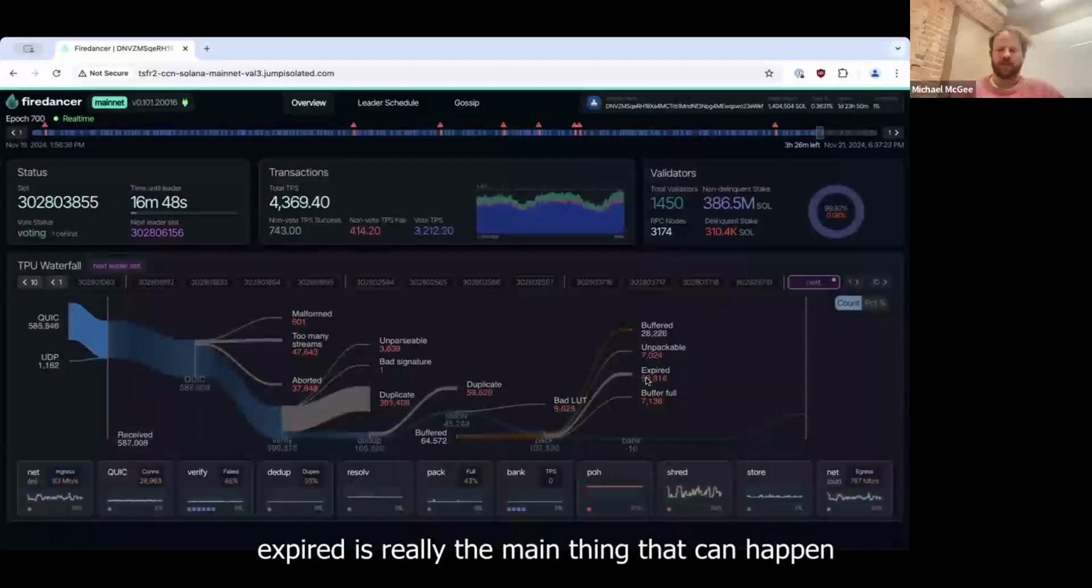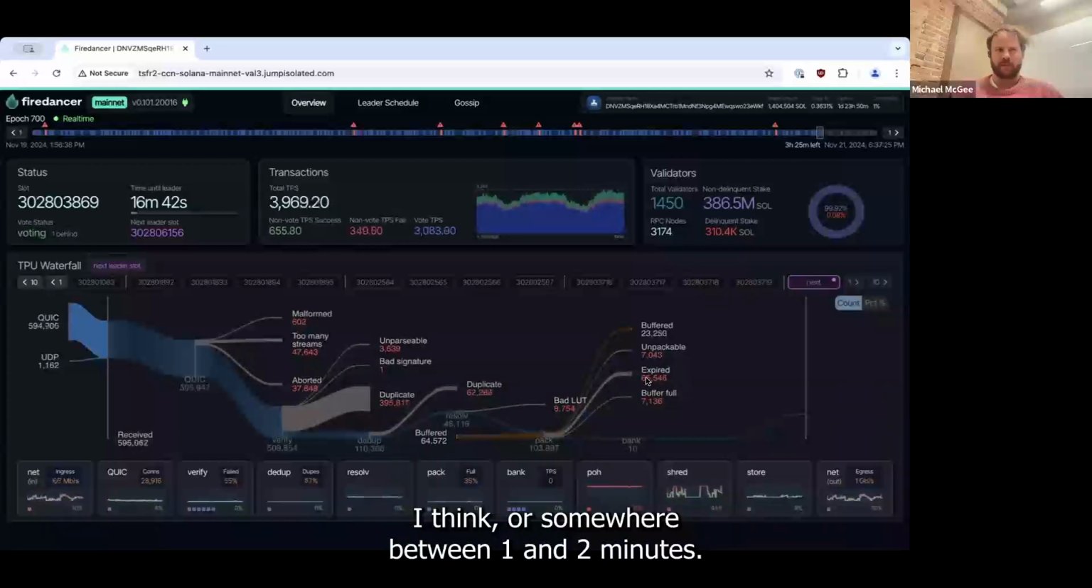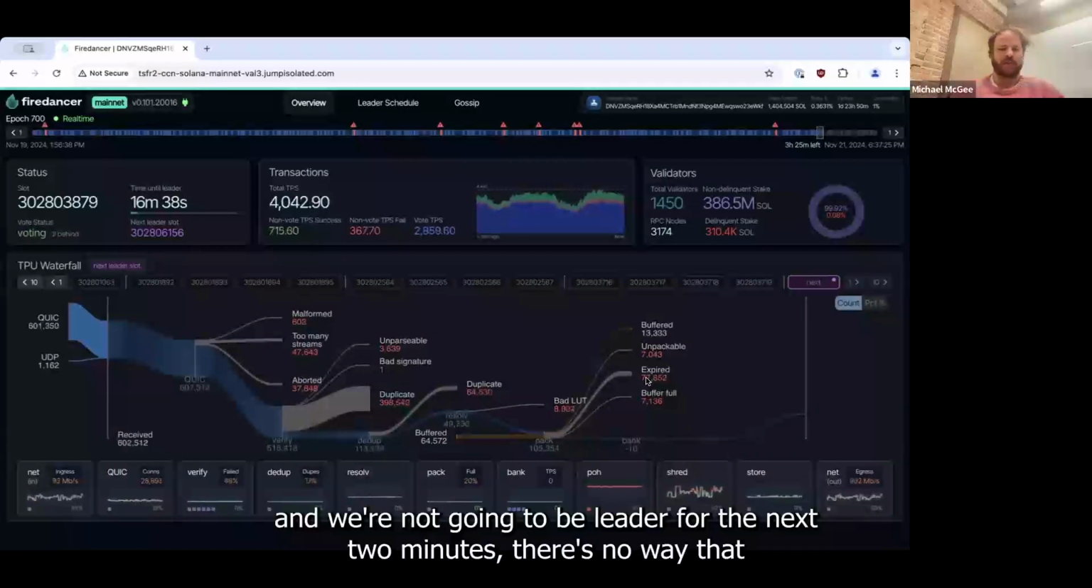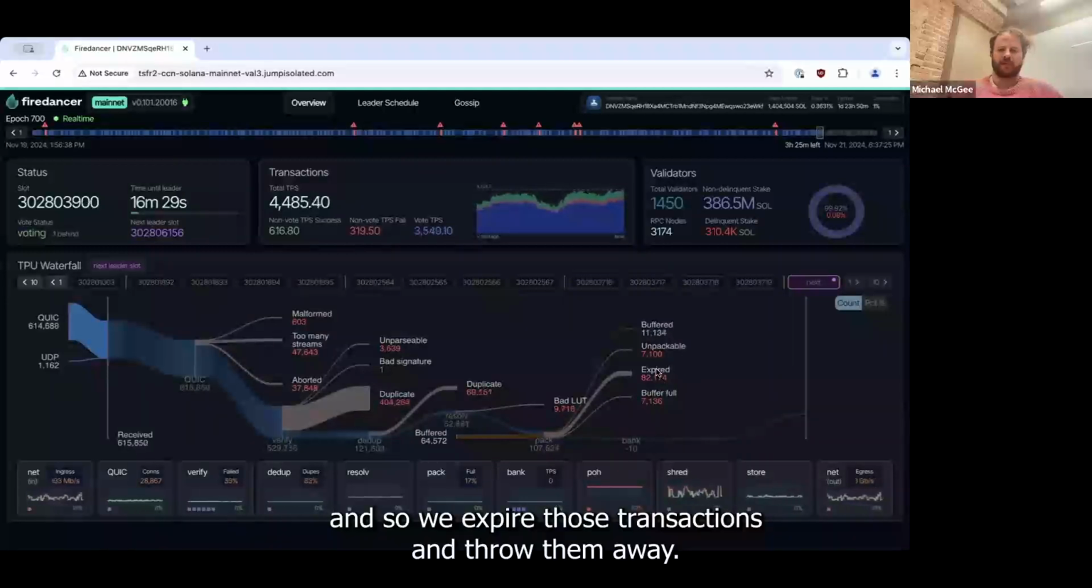Expired is really the main thing that can happen to transactions here. And Solana transactions have a lifetime of somewhere between 1 and 2 minutes. So if you send a transaction and we're not going to be leader for the next 2 minutes, there's no way that transaction would still be eligible for inclusion by the time we become leader. And so we expire those transactions and throw them away.